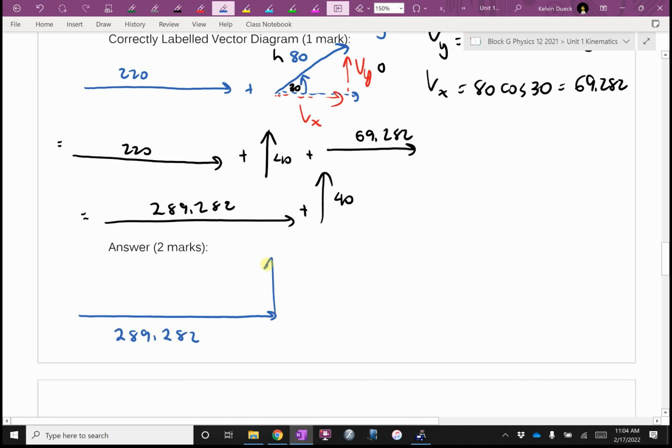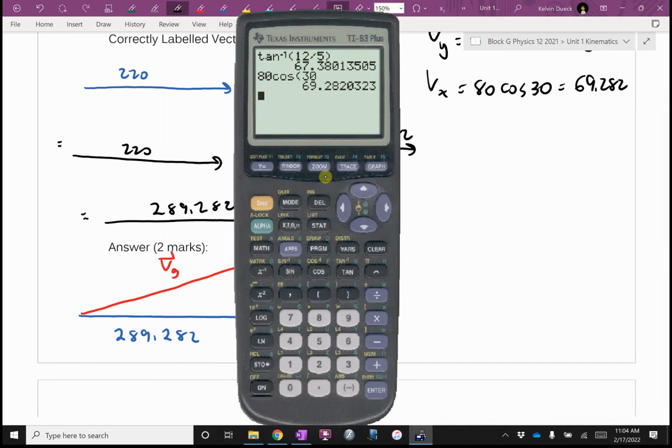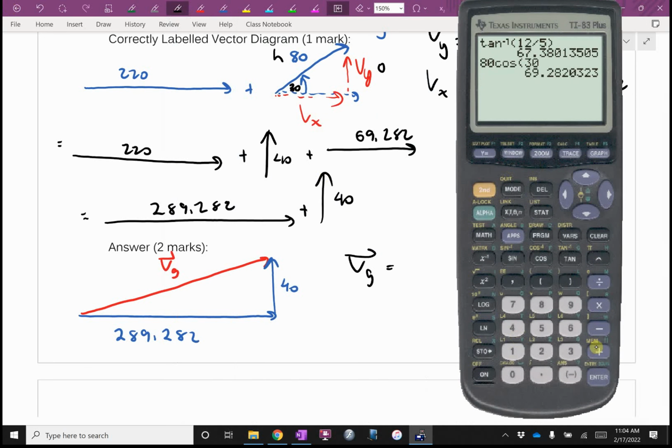289.282. 40. So I think the resultant, there's my ground speed. If you want me to find the magnitude of the ground speed, I'm going to use Pythagoras. It's going to be, you know what, Mr. Dewick, why don't you cleverly add 220, and now you've got that 289 as an answer button, and now you can go answer button squared plus 40 squared, square root.